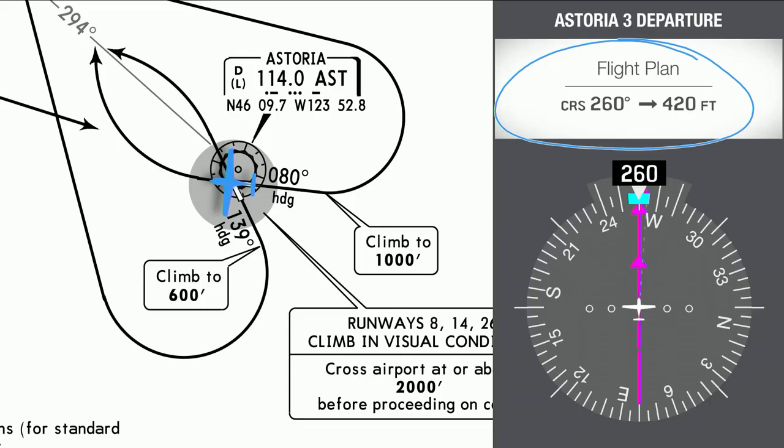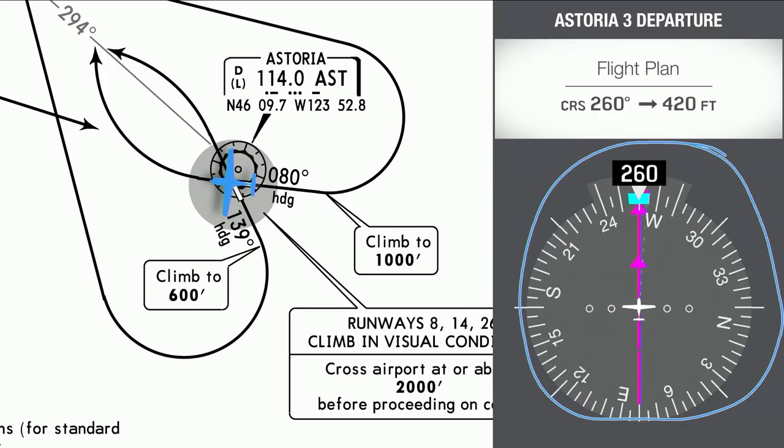So departure end of the runway, DER, or 400 feet above departure end, is 420 feet. That's why it's got that fix. You'll see this flight plan cycle as we move through the Astoria 3. And then you can see our HSI down there. You'll see the needle cycle as we move through each of the legs. Okay, so let's start from liftoff.